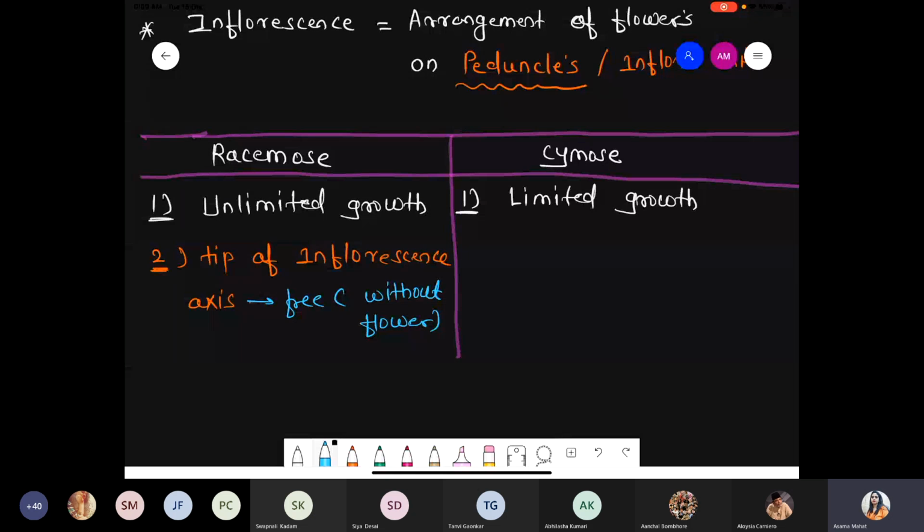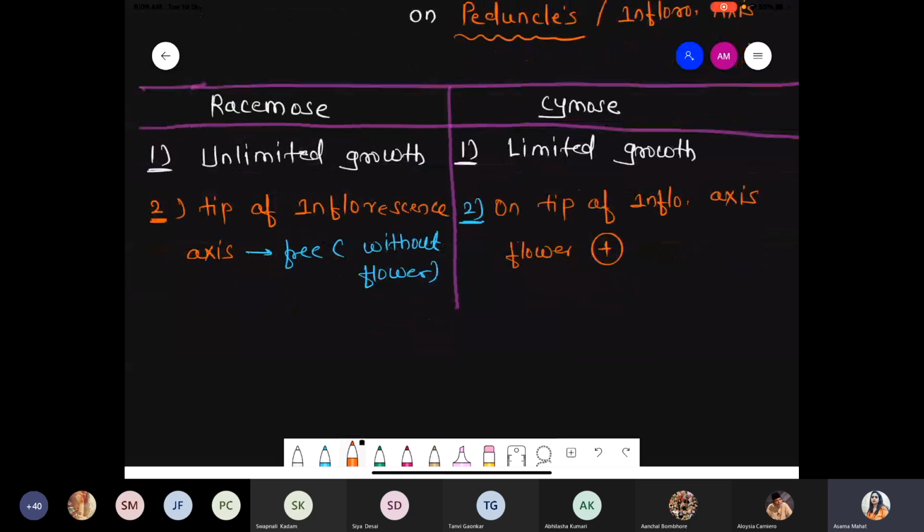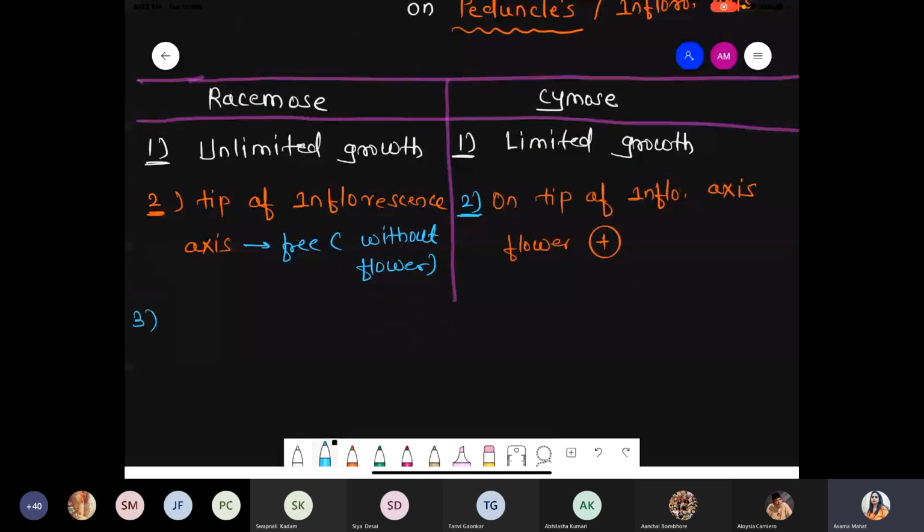While when you compare this with the cymose, in case of the cymose, on the tip of the inflorescence axis a flower is present. And if a flower is present, it means the tip is not free. And if not free, it means they are showing limited growth of the axis.